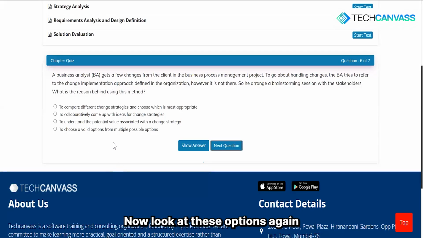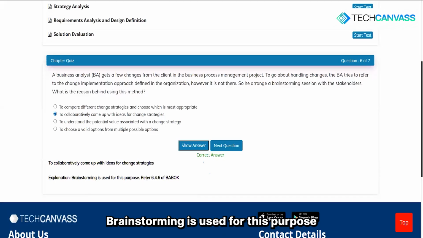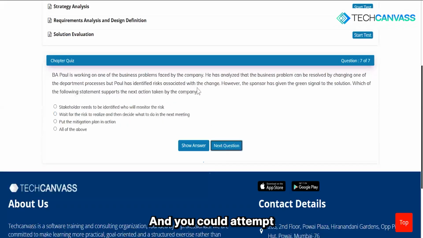Now look at these options again. Maybe A or B. Comparison is done. There is a different technique for that. Understand the potential value associated with the change strategy is entirely different. Choose a valid option. So either A or B, right? I'll go with majority. Anyone? B, I think. A, you're saying? B. Okay. Let's see whether it's B. Yeah. Brainstorming is used for this purpose. Well, good attempt. This is a wonderful question.